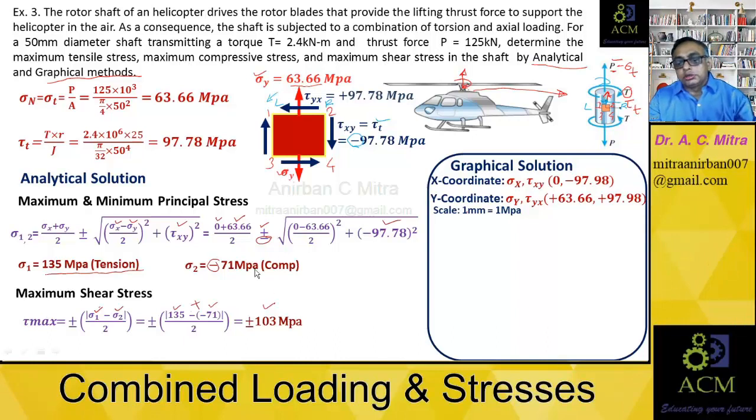So here for the graphical solutions, the x coordinate, sigma x and tau xy, is 0 and minus 97.98. The y coordinate, sigma y and tau yx, is plus 63.66 and 97.98. The scale I am taking is 1 mm equal to 1 megapascal. Means everything is divided by 1 megapascal and it will be converted directly into mm. So step by step I will explain how to solve it in the Mohr circle.